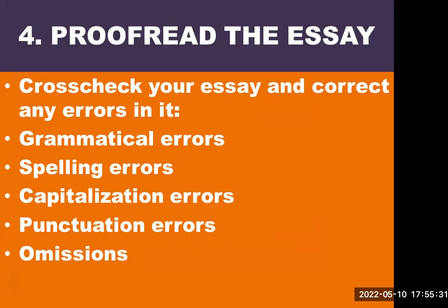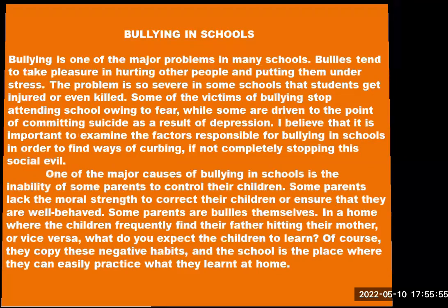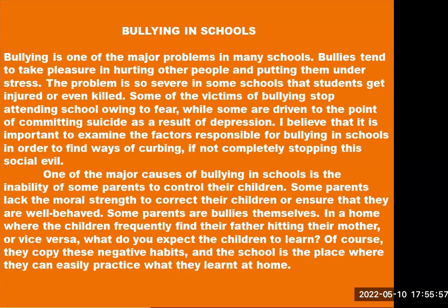Possible errors that can occur in a composition include grammatical errors, spelling errors, errors of capitalization, punctuation, and errors of omission, and so on and so forth. So you go through your composition and make sure you cross-check and correct any errors in it. Now let's look at how you can write a composition on the topic bullying in schools.